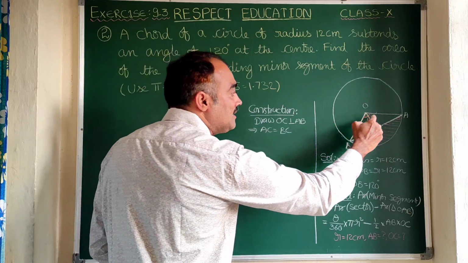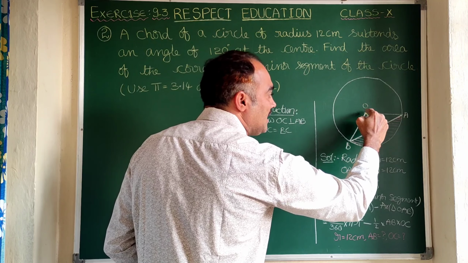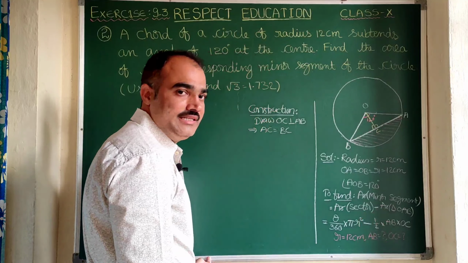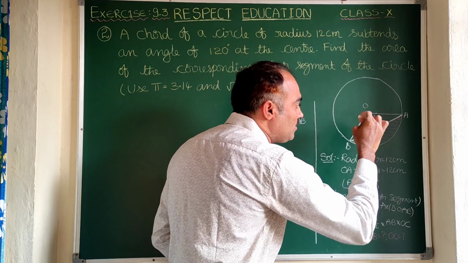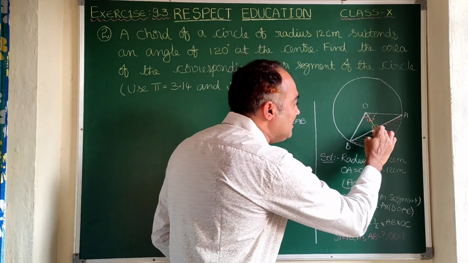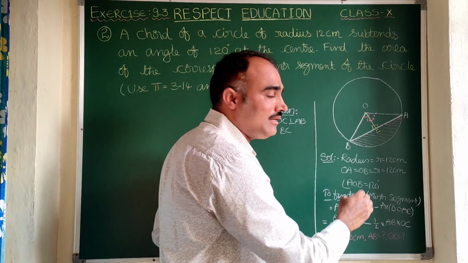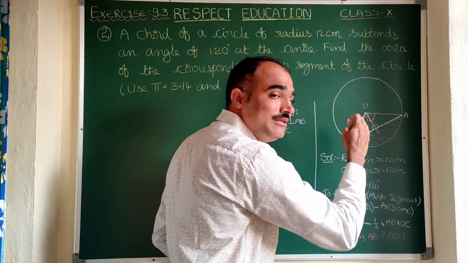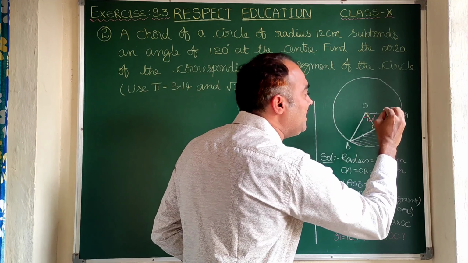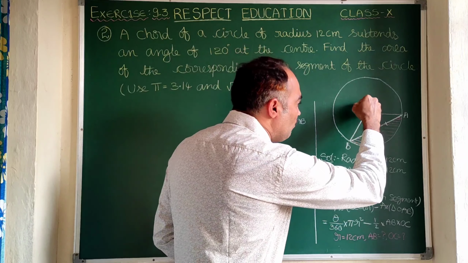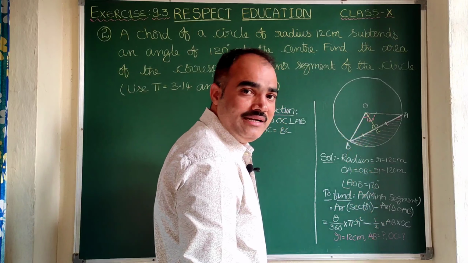Now you consider this triangle. Which triangle? OCA. Before going to that, observe carefully. If we draw the perpendicular bisector, this OC is the perpendicular bisector, means C is the midpoint. That means we can say BC is equal to AC, and OC and CO is the common side.